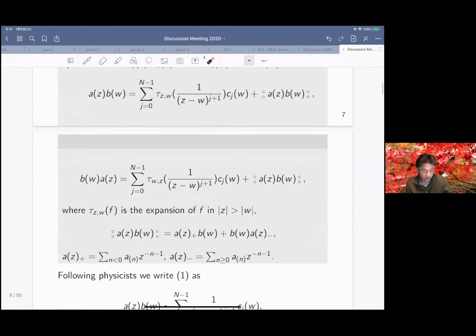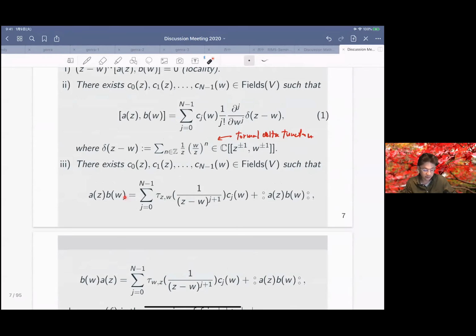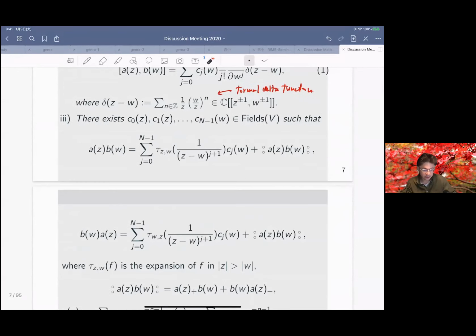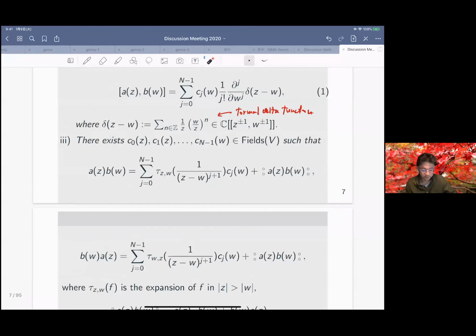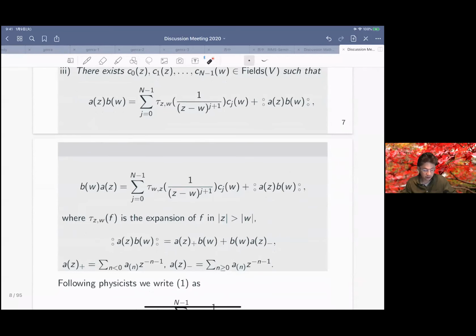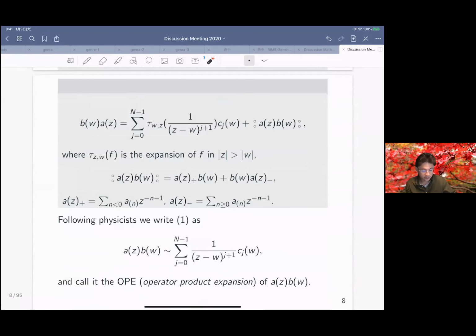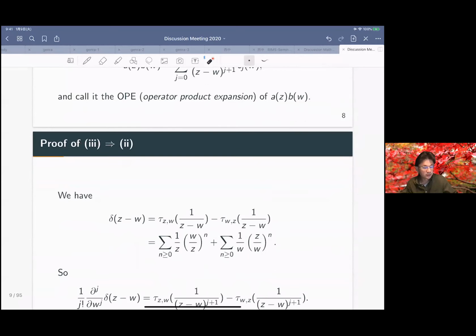And so following physicists, we write this, or equivalent to this, in this way and call it the operator product expansion of A(z) and B(w). So when I write this, it means that A(z) and B(w) are local and expanded in this way. And so let me explain a part of the proof to give you some feeling, if you haven't seen this. So the proof of this direction is very easy.